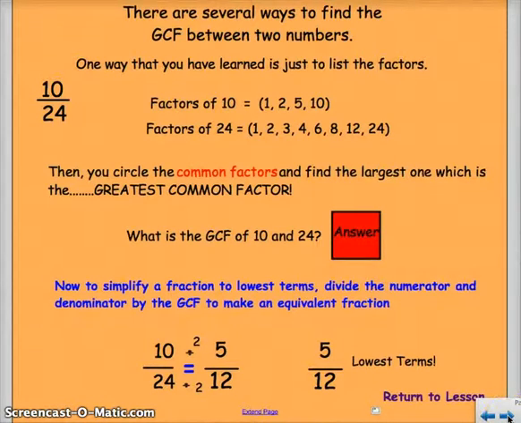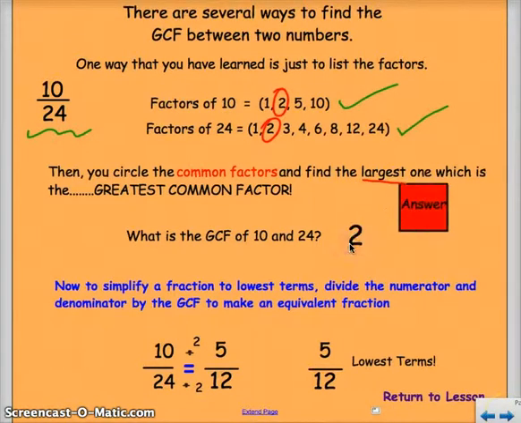So if we have the fraction 10/24, we can easily see that it can be simplified because both the numerator and denominator are even. Listing the factors of 10, we have 1, 2, 5, and 10. Listing the factors of 24, you see them listed there. And we can find the common factors between these numbers are really only 1 and 2. And 2 is the common factor and the largest one. So what is the GCF of 10 and 24? We move to reveal the answer. We see that it is in fact 2.